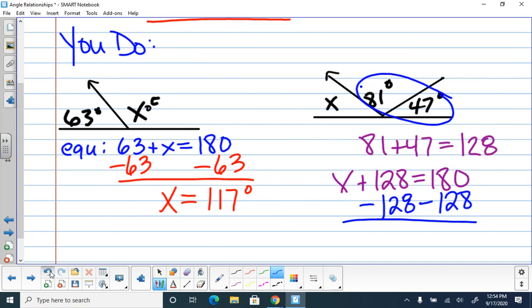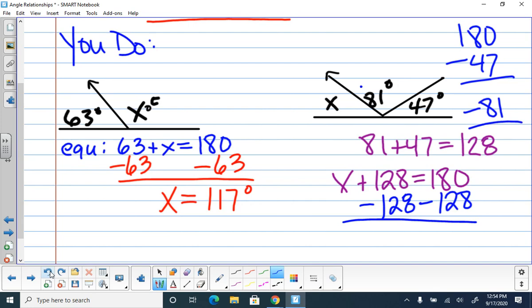Did anybody do something different? What'd you do for us? I got the total, which was 180. Good. And then I subtracted the 47, and then got the answer for that, and then subtracted 81. Beautiful. Either way is going to work.